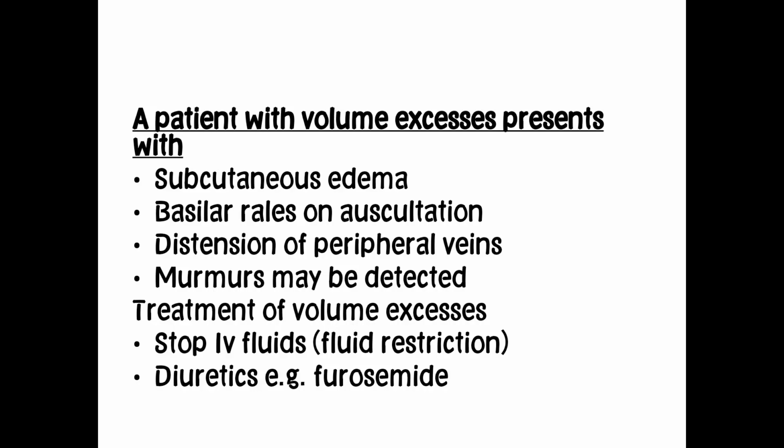Some of them have basal crepitations, that is on auscultation of the lung bases. Then there are always some patients who present with distension of peripheral veins. Auscultation may also reveal murmurs. And treatment of volume excess or fluid overload is always: you first stop the administration of IV fluids in case you've been doing so, and you give diuretics, for example, furosemide, to facilitate the excretion of the excess fluids.